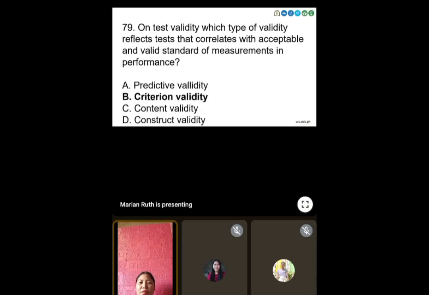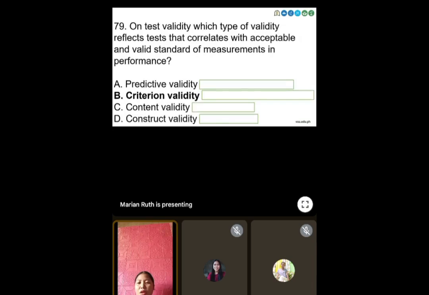The correct answer is letter B. Criterion validity. It's because this measures how well one measure predicts an outcome based on another validated standard. Why not letter A, C, and D?